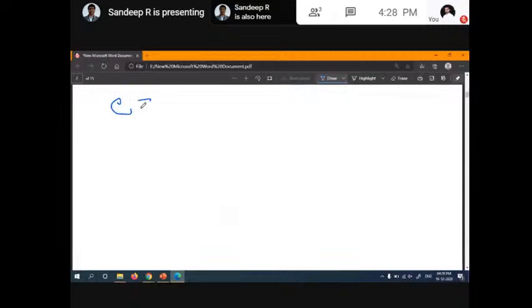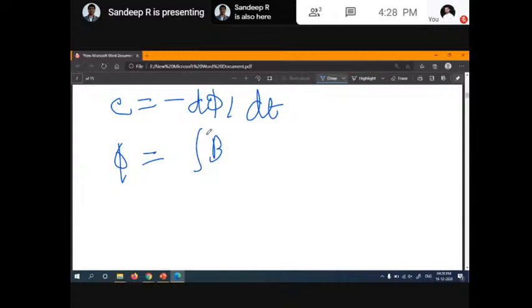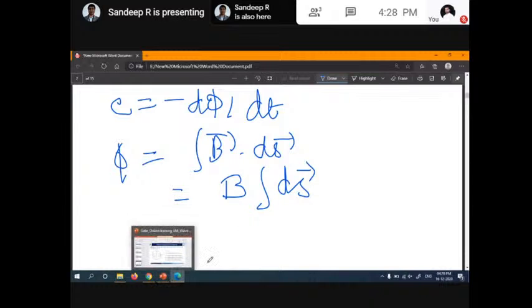So again, E is equal to minus d phi by dt, where phi is given by the integral of B dot ds. But since the field is uniform, you can consider that the field is constant everywhere, and you can take B outside. So B times the integral of ds.